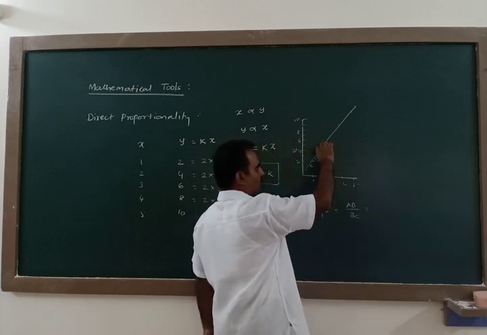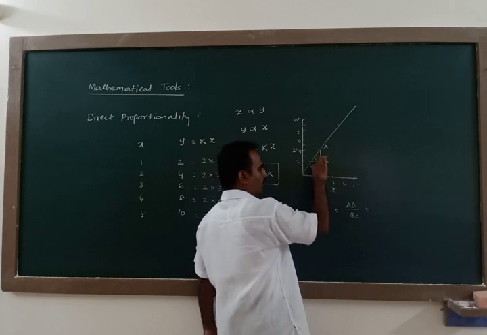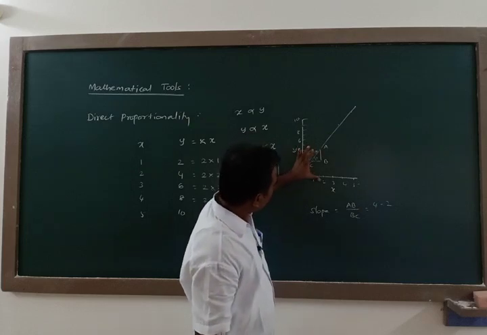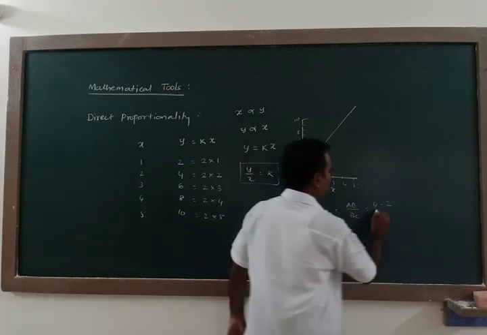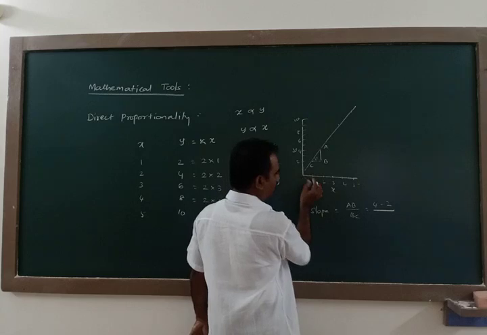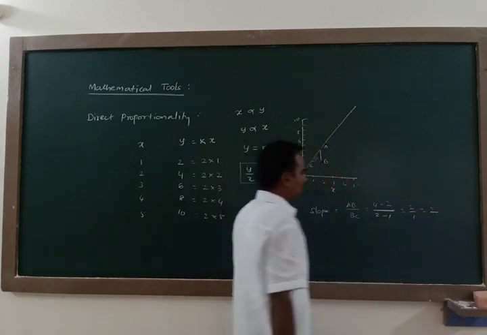So what is this opposite side? From here to here it is 4 units. From here to here it is 2 units. So this is 4 minus 2. See, this is 4 units, this is 2 units. So AB becomes 4 minus 2. BC, this is 2 units and this is 1 unit. So it is 2 minus 1. So it is 2 by 1, which is 2.